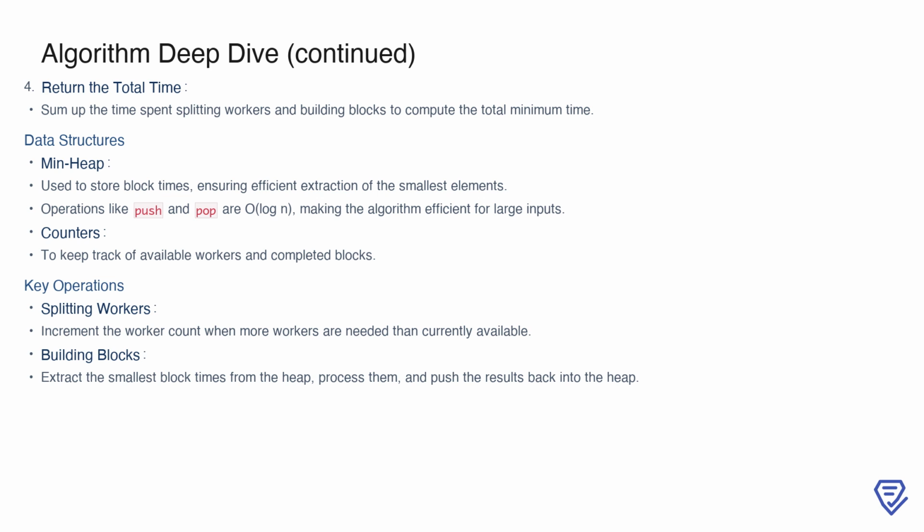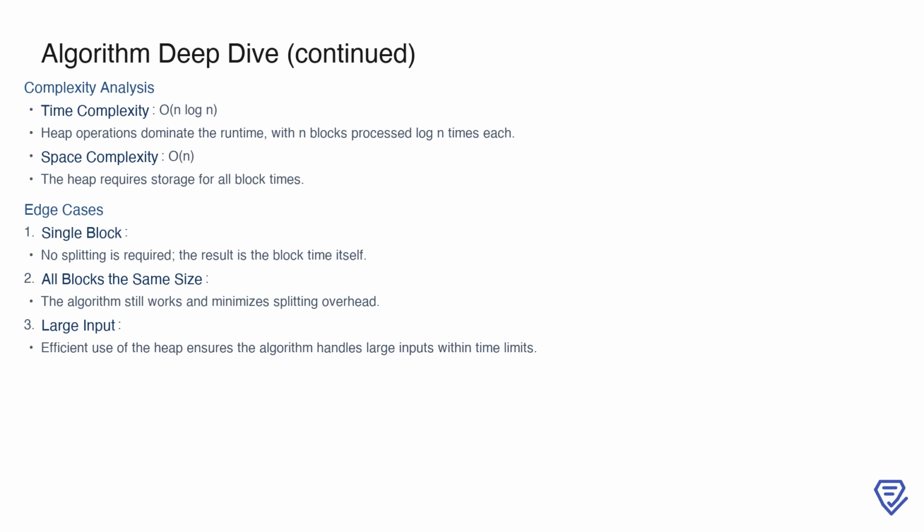available, and building blocks, where we extract the smallest block times from the heap, process them, and push the results back into the heap. Together, these components ensure that the algorithm is both efficient and accurate in minimizing the total build time. Analyzing the algorithm's efficiency, the time complexity is O(n log n), dominated by the heap operations. Each block is processed n times, with each operation requiring O(log n), making the approach suitable for large inputs. The space complexity is O(n), due to the heap storage for block times.